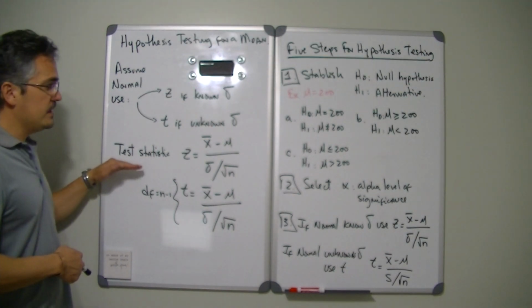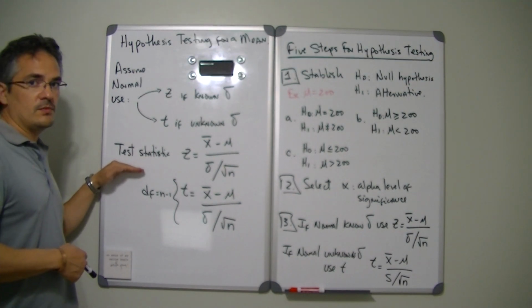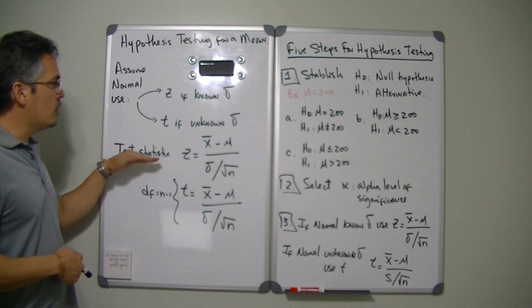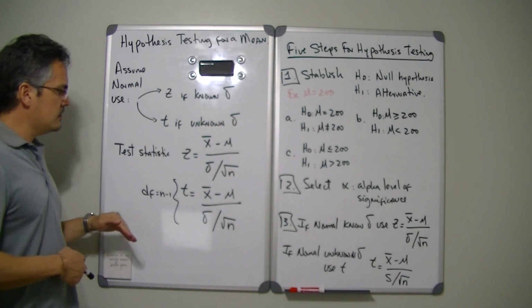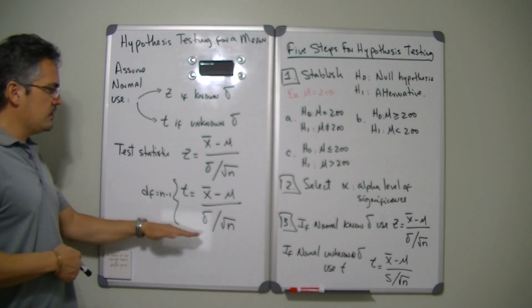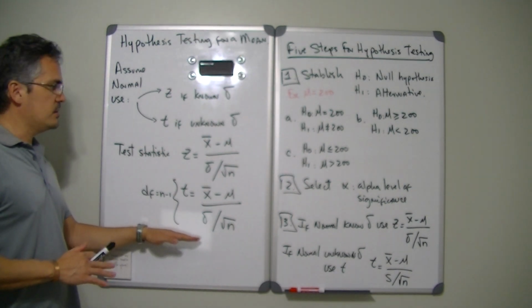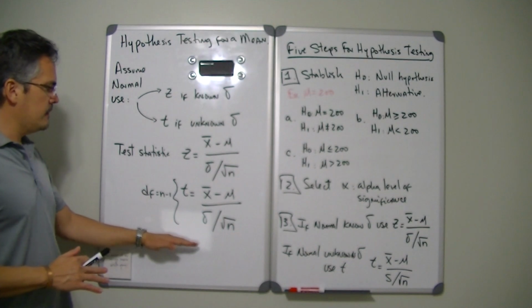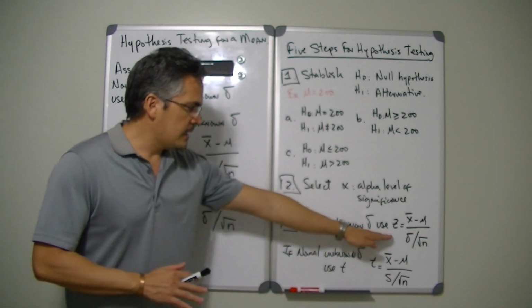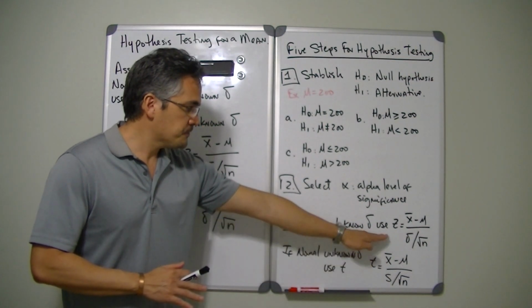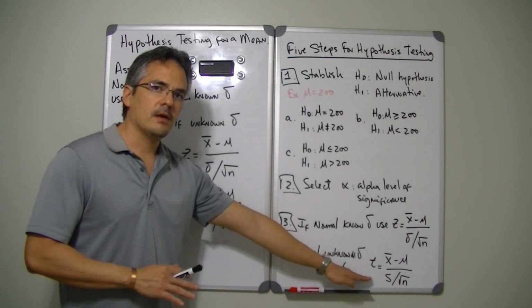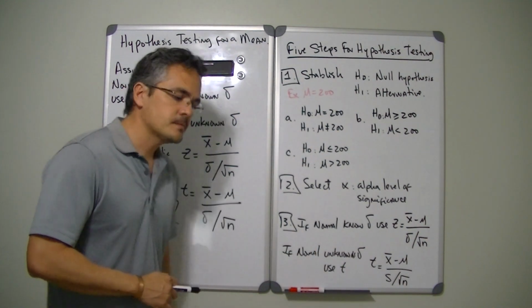Now this will be the test statistic that you're going to be running if you know your population standard deviation, and this is the test statistic that you're going to be running if you don't know your population standard deviation. The test statistic again is going to be the formula that you're going to be using down here for the third step of hypothesis testing.